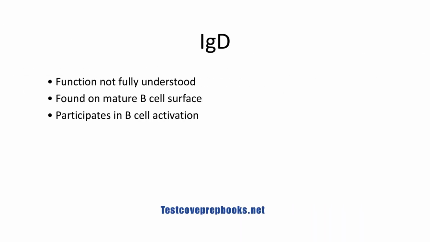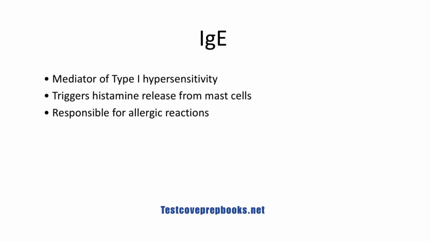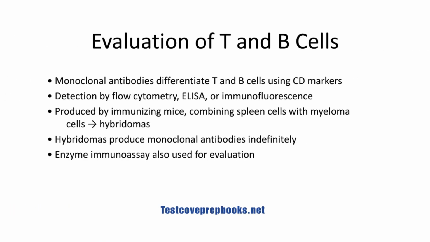Now let's consider IgD. The exact function of IgD is still not fully understood. However, it is present on the surface of mature B cells, where it participates in their activation. Next, IgE. IgE is central to type 1 hypersensitivity reactions. When activated, it binds to mast cells, leading to histamine release and allergic responses such as asthma, hay fever, or anaphylaxis.